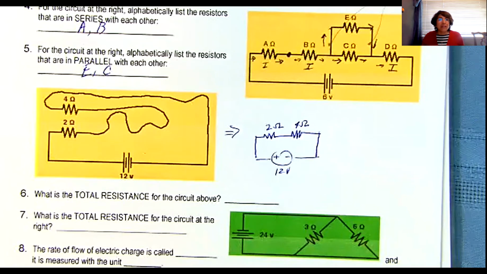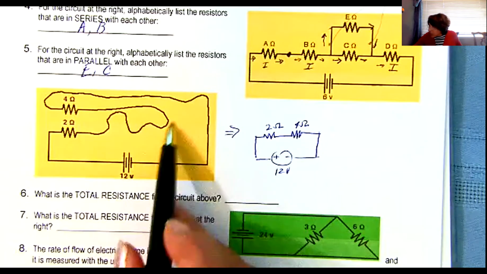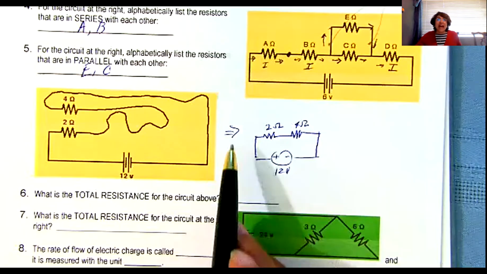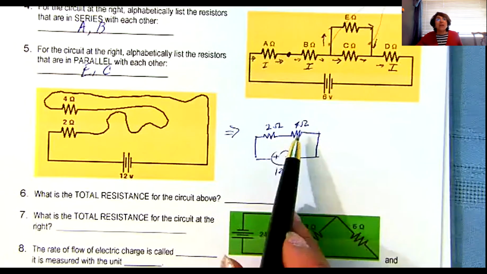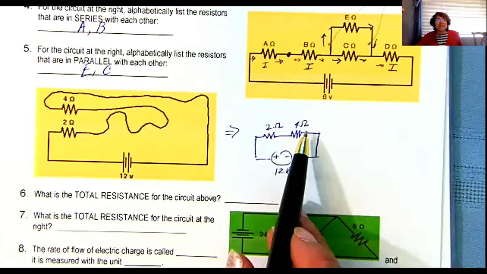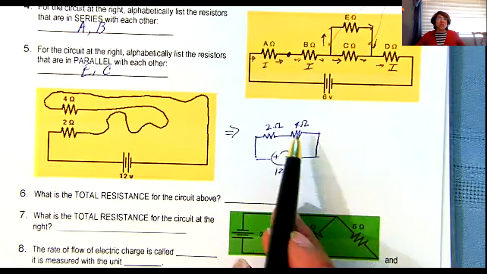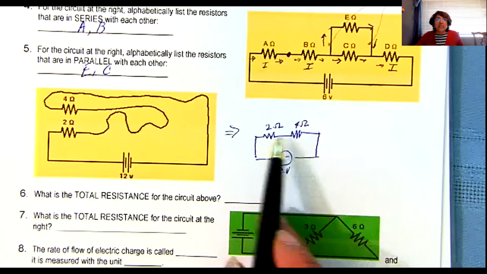Because wouldn't the current still go the same way? Yeah, that's a great way to explain it, because the current is not going to change. That's exactly another good way to explain it. The current is not going to change. Okay, good. Now, since we got Josue, what is the total resistance?